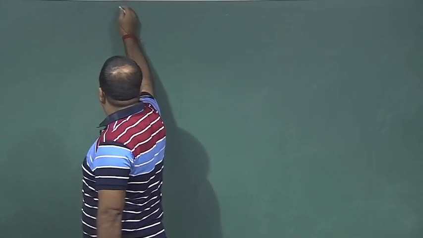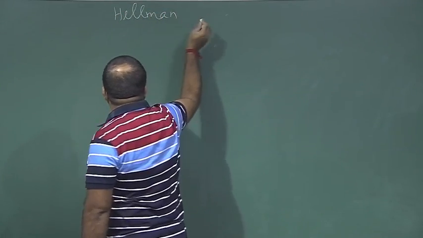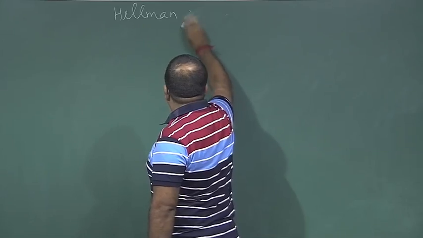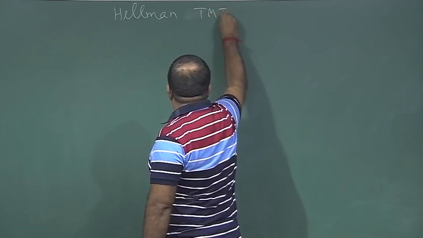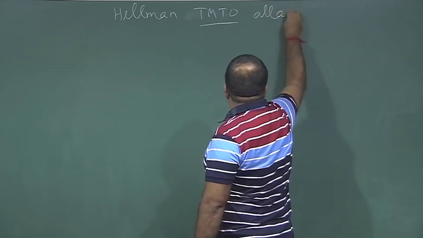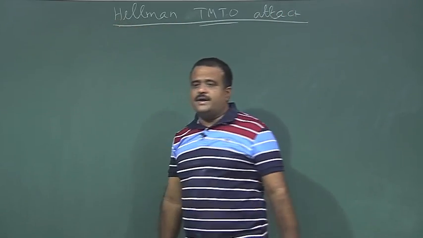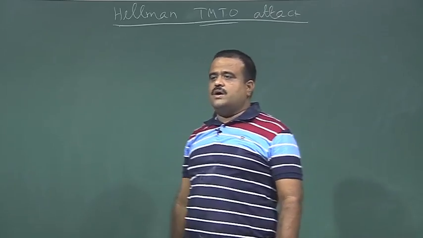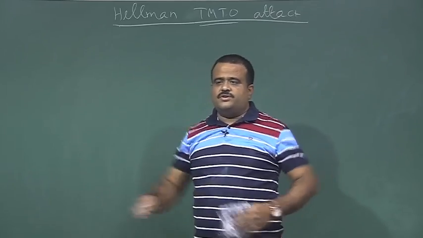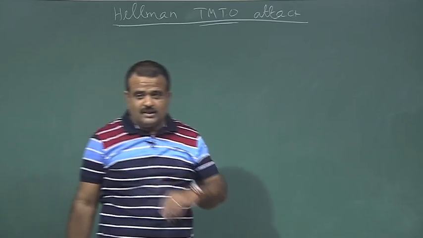So, the Hellman method, you can write TMTO, time memory trade-off attack, to invert a one way function. So, we have a y. So, what is it doing? It has two phases, offline phase and online phase.